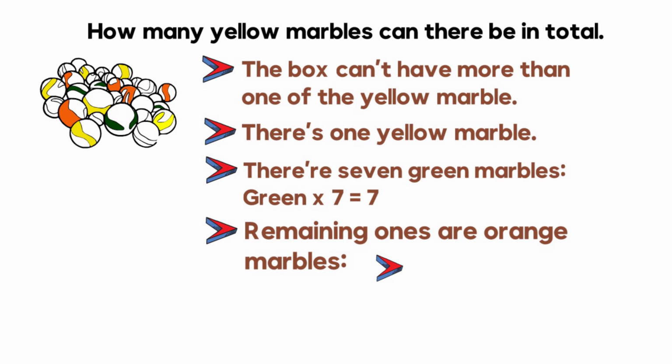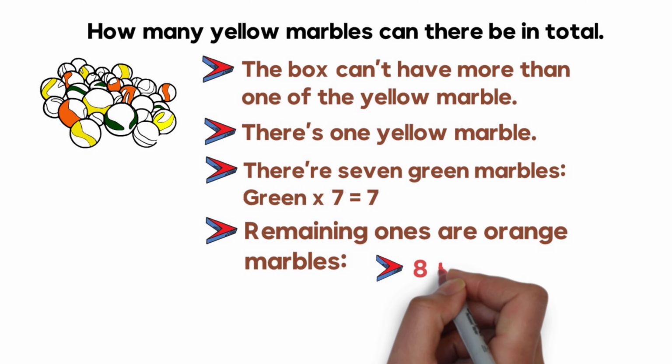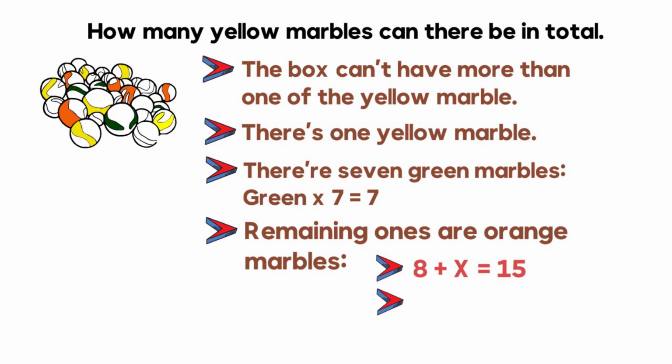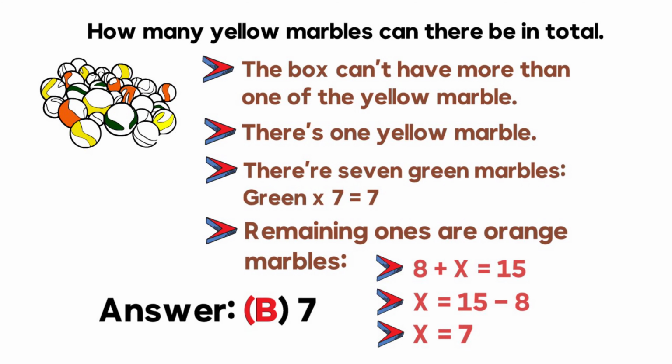And we can easily calculate it by using the formula 8 plus x equals 15. So the x is calculated by subtracting 8 from 15. The x equals 7. The correct answer here then is choice B, 7. Hopefully you've nailed this question and now know how to answer similar problems on the test.